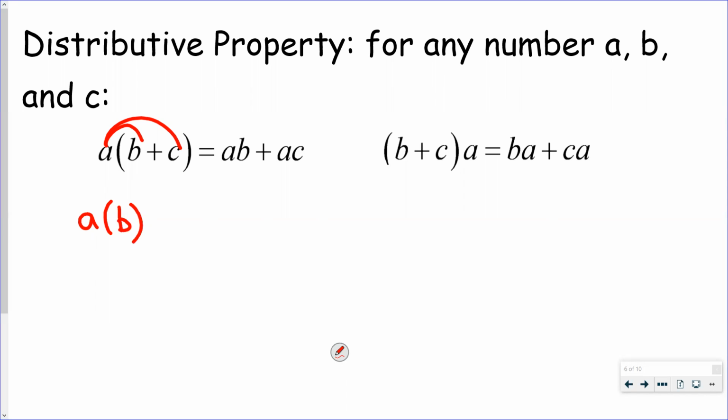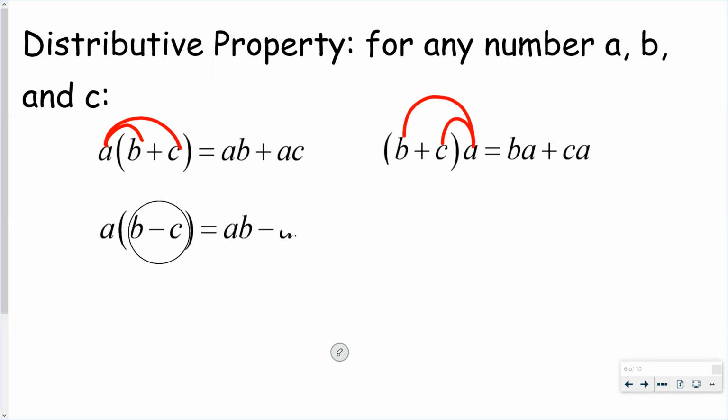If we have B plus C in parentheses and A is to the right of the parentheses, and there's no operation between the parentheses and A, we just distribute the A this way, and we get BA plus CA, which is the same thing. Now I know some of you may be thinking, wait, how can A go with B and how can A go with C? They're not like terms. We can multiply unlike terms. We just cannot add and subtract unlike terms.